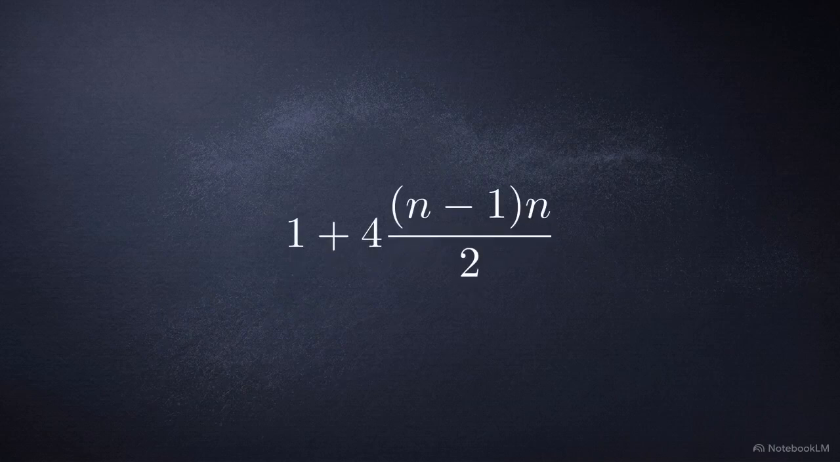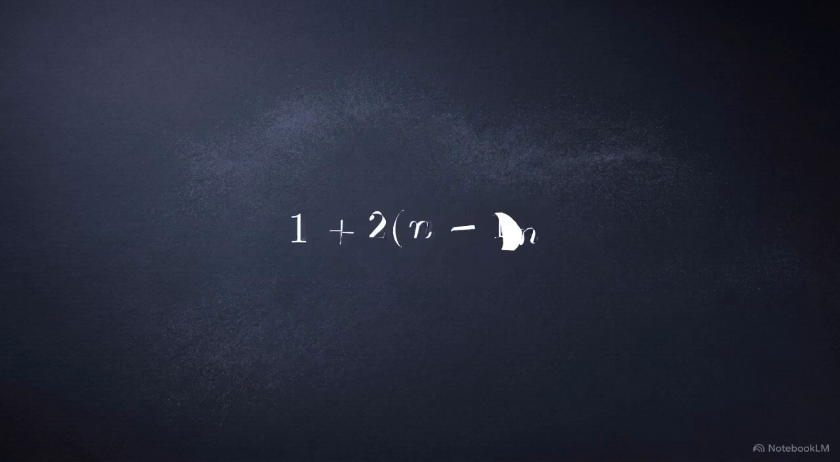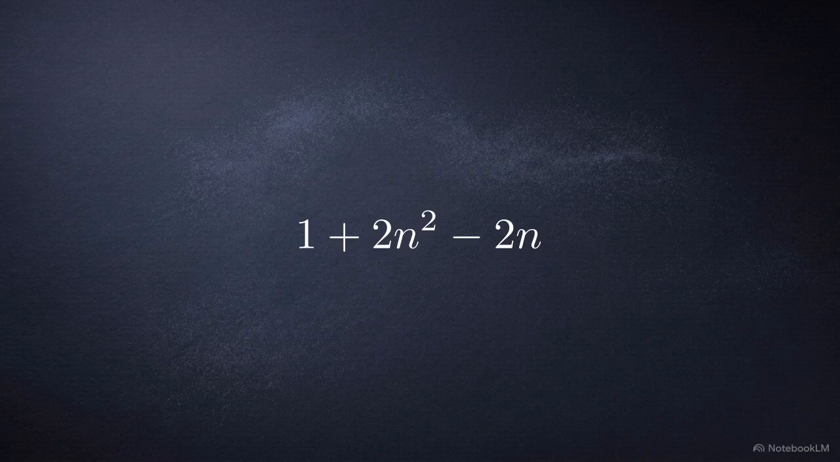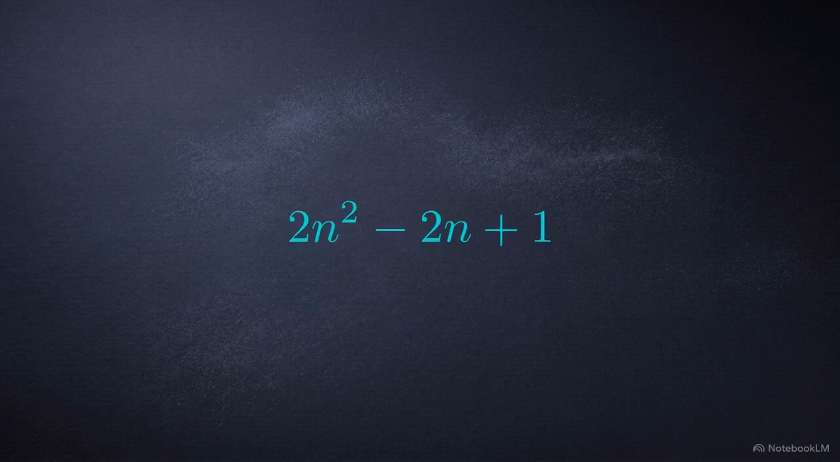To simplify, the 4 and 2 cancel, leaving a 2. Multiply the n variables to get 1 plus 2 times n squared minus n. Distribute the 2 for our final formula, 2n squared minus 2n plus 1. This predicts the square count.